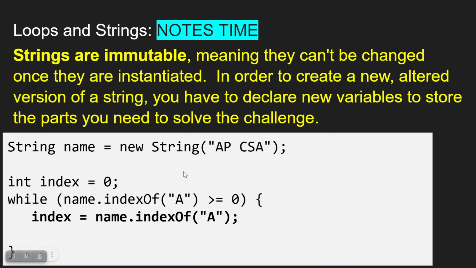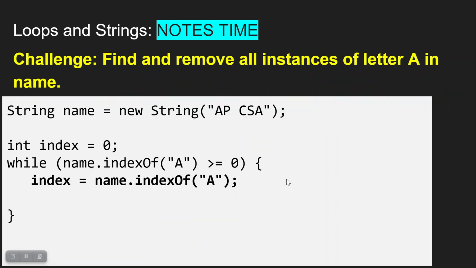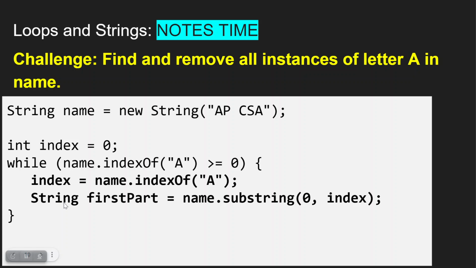So what we're going to do here is, while name.indexOf A is greater than or equal to 0, the first thing we're going to do is find where that letter A is and store it as index. So we're going to update index to be name.indexOf A. All right, so that'll be the next step in our algorithm here. And now we're going to start to slice this string up into its parts. So String firstPart equals name.substring from 0 to the index. So remember, when you call the substring method, it includes the first index value, and it goes all the way up to the next index value, but it doesn't include this.